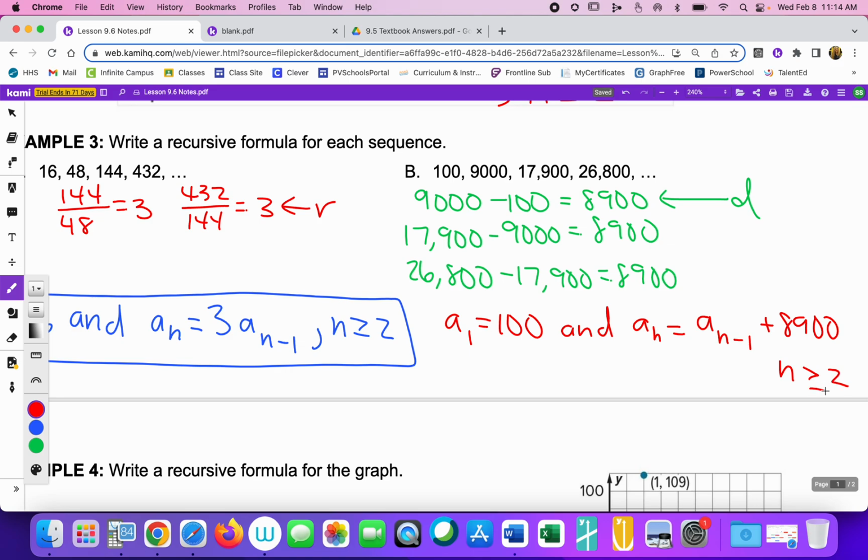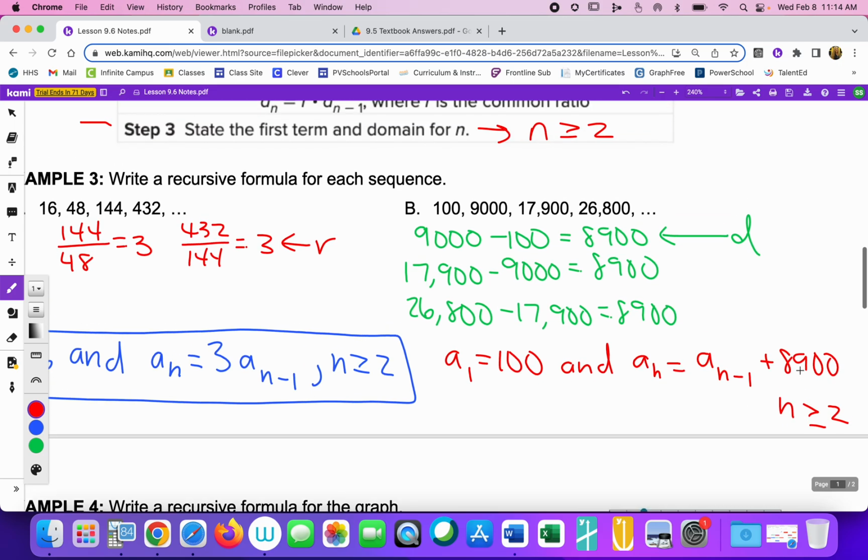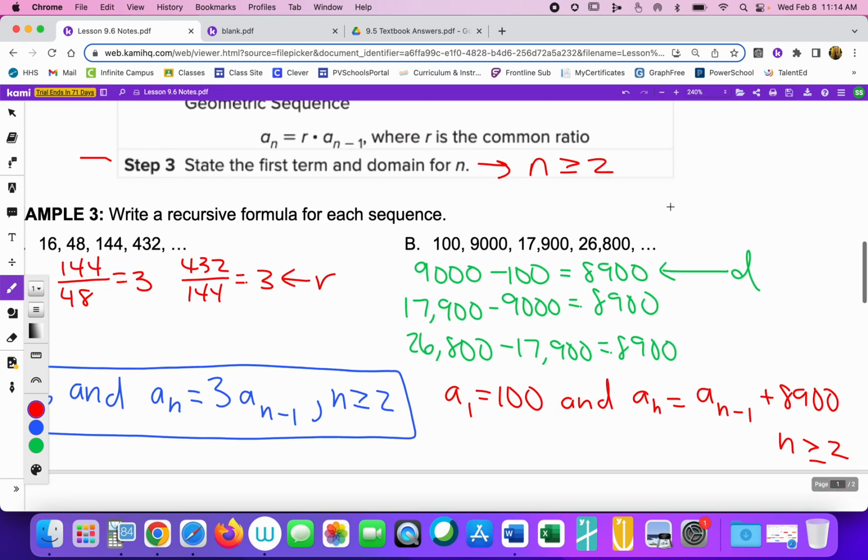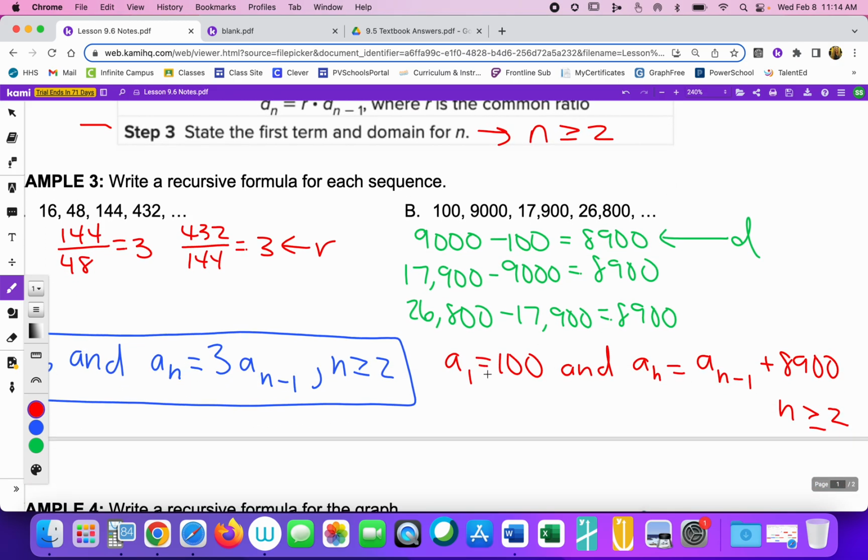So we don't have to include the A1 equals 100? The A1 equals 100 is a part of our answer? Yeah, because you have to describe where the sequence is starting.